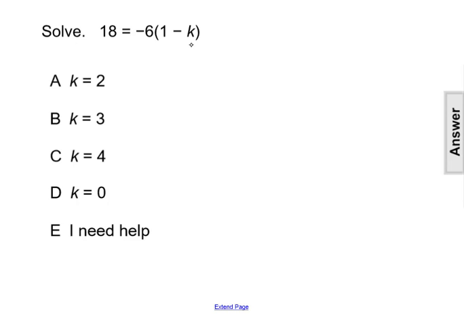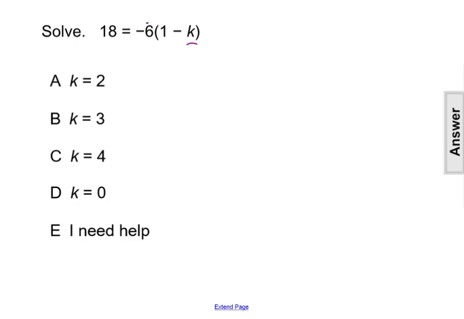In this case, our variable k is inside a set of parentheses and being multiplied by a number on the outside. Because it is just that product, it's just that multiplication, we actually have two different methods or ways to solve this equation. The first is to use and take advantage of the distributive property.